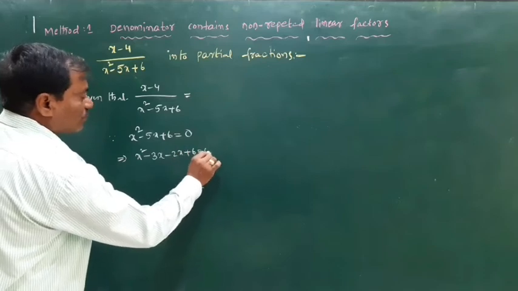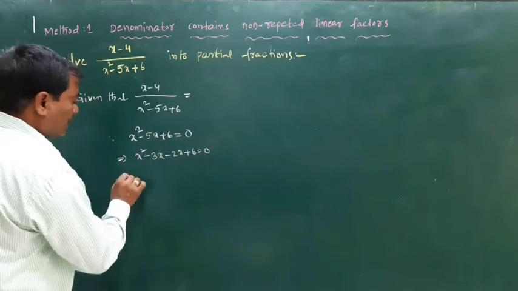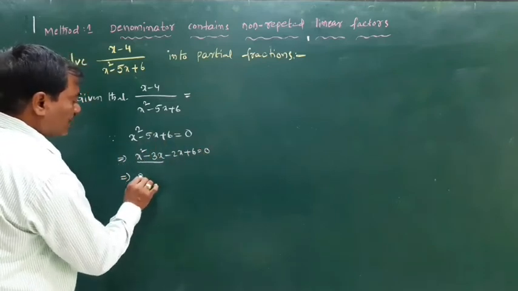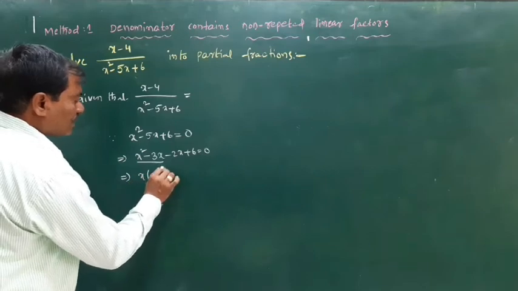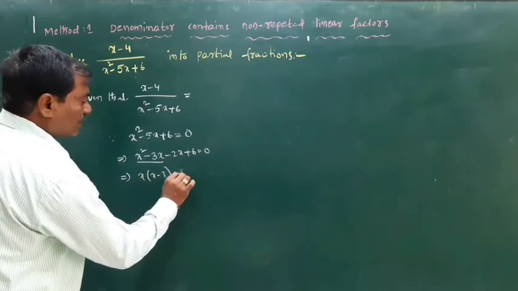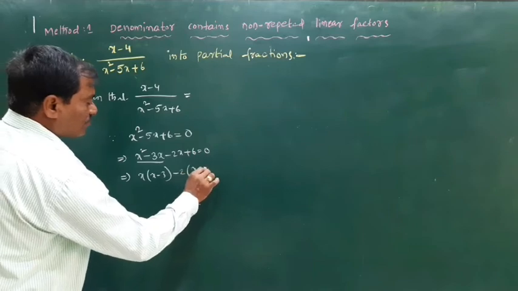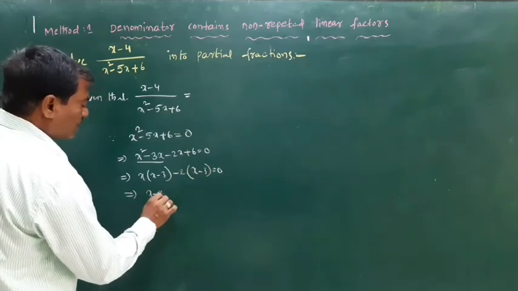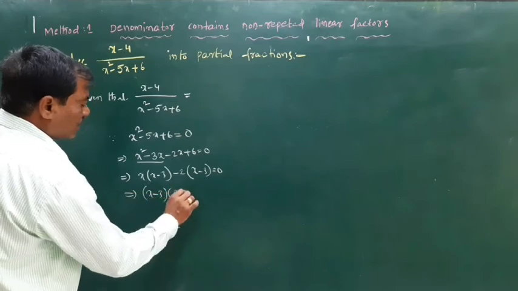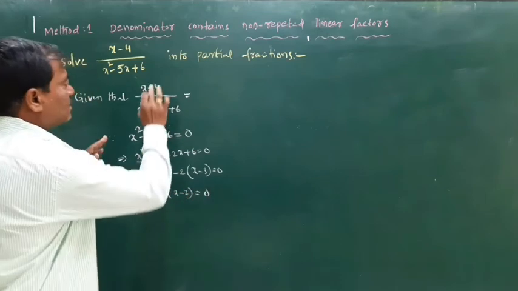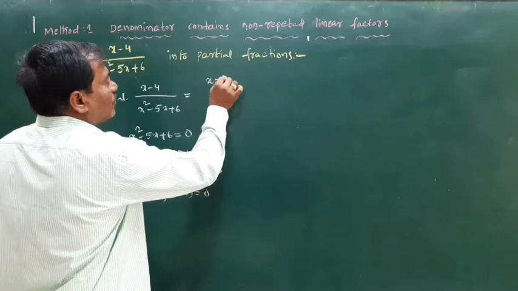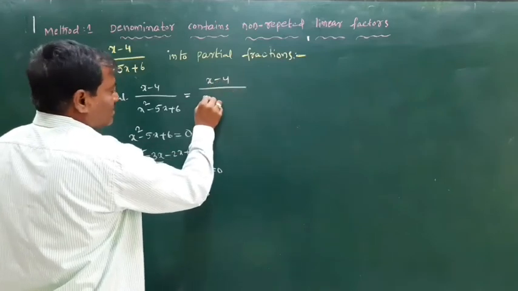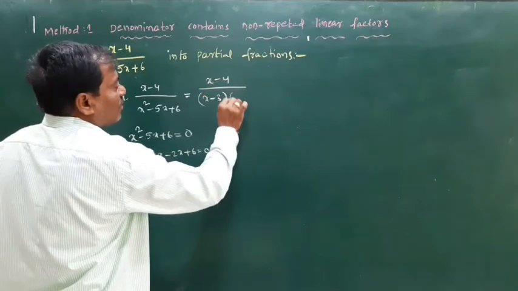We have to find out the factors of this polynomial, and this implies in the first two terms we are taking x common, x minus 3. In the second two terms we are taking minus 2 common, x minus 3 equal to 0, and finally we get (x minus 3)(x minus 2) equal to 0. So the given rational fraction is now written in this form.